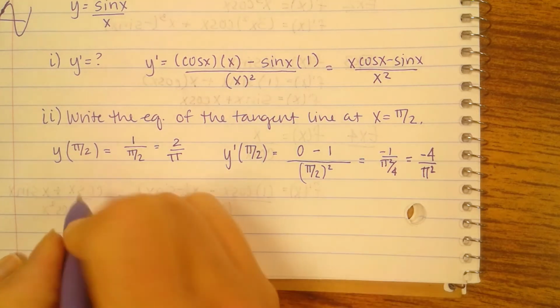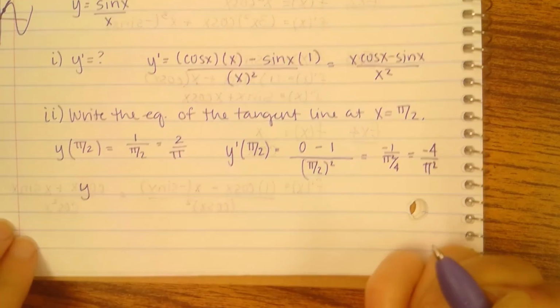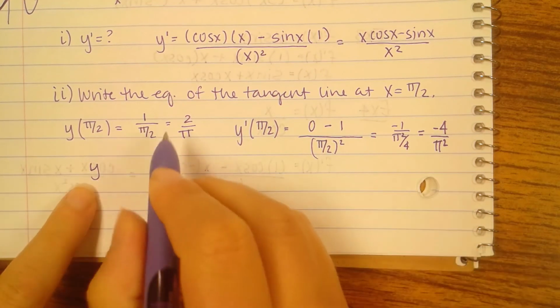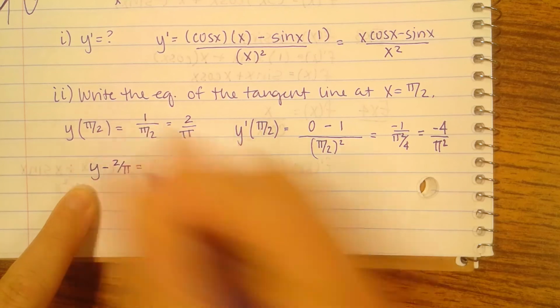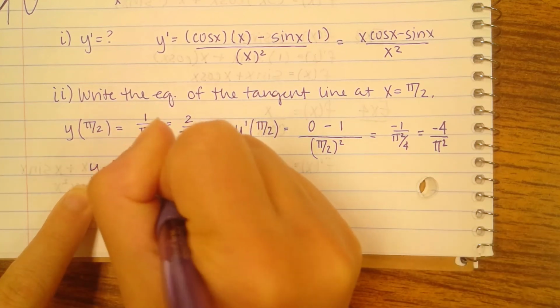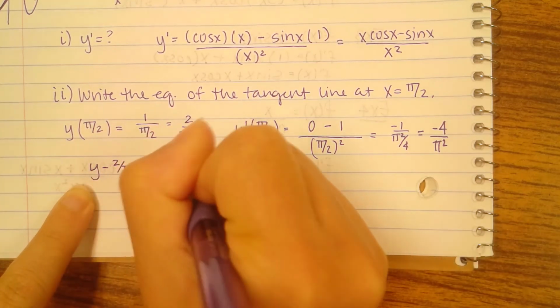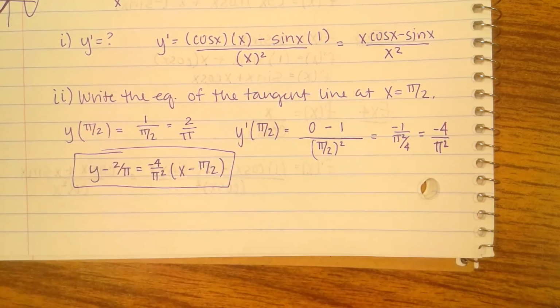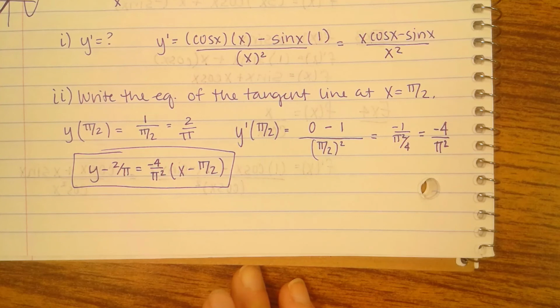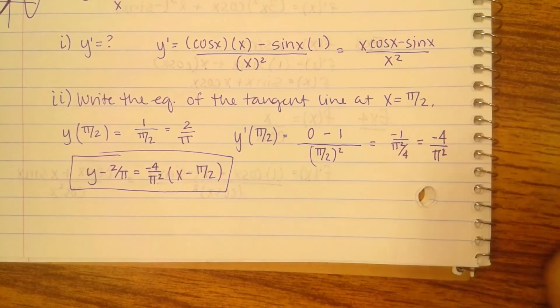So my tangent line, I always write in point slope form. My y value is 2 over pi, so y minus 2 over pi equals my slope, negative 4 over pi squared, times x minus pi over 2. Remember, tangent lines use the same slope. If I asked you to find the normal line, you would do opposite and reciprocal for that, so just be careful.